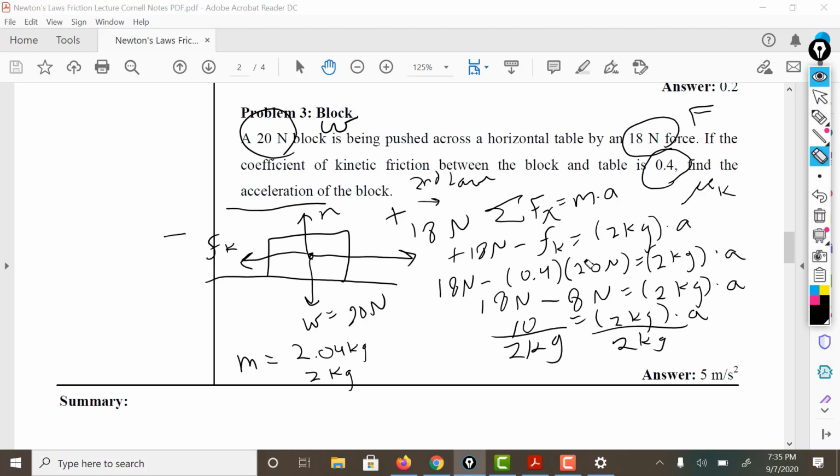You should know that a newton is a kilogram meter per second squared. That means the kilograms cancel out. I get 5 meters per second squared. If you used the 2.04 kilograms for the mass, it ends up being 4.9 meters per second squared. Okay, they're both close enough to each other. For your summary, what is the normal equal to on a flat surface as shown in the last 2 problems? Explain. That's all there is to it.